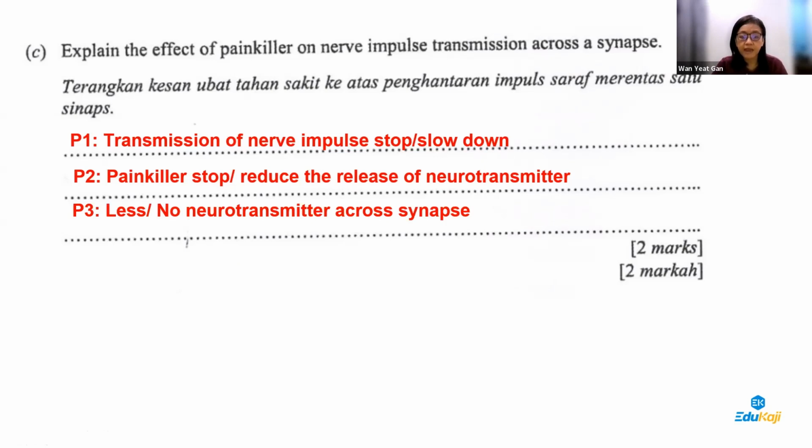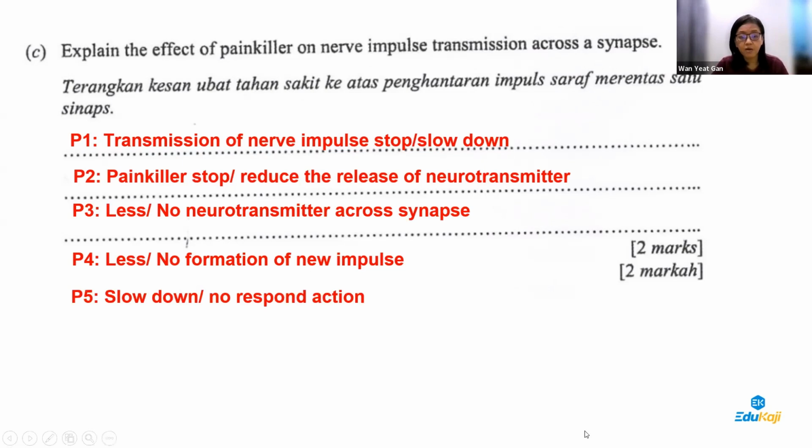Okay, so there is less neurotransmitter being transmitted across the synapse, hence less formation of a new impulse that will generate the pain impulse. You will have less pain reaction. You can also say that the response becomes slowed down, that means the person's response will be slowed down.